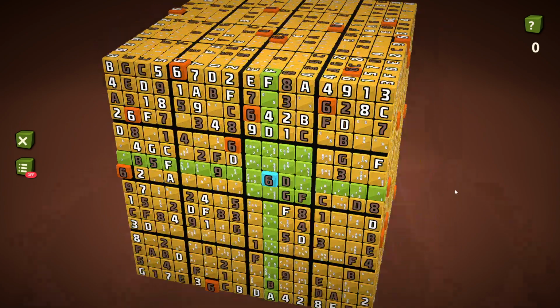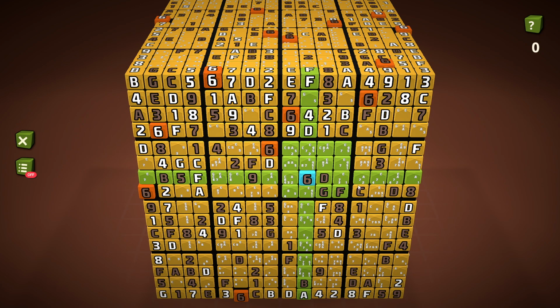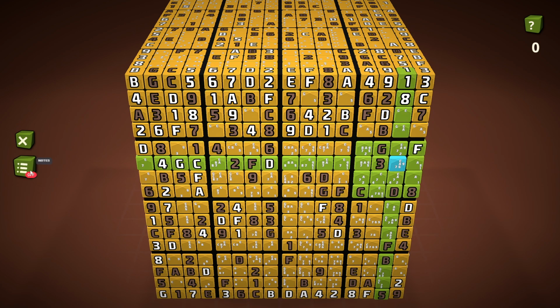Wait, it can't be the right side because of that. Can't be the left side because of that. Can't be the bottom row. Can't be the second row. Can't be the top row. So this is the only one here that can be a 6. Alright, cool. We go to here.